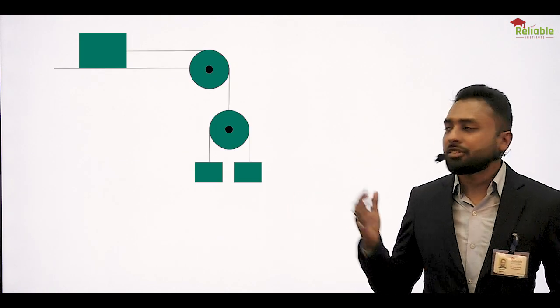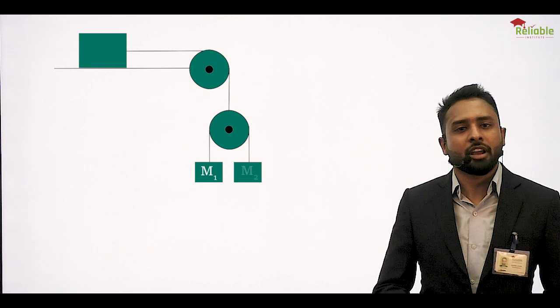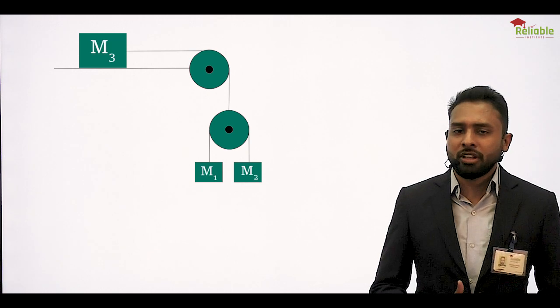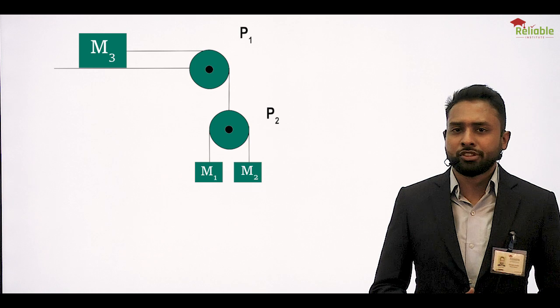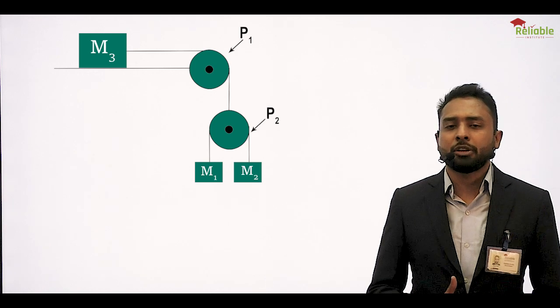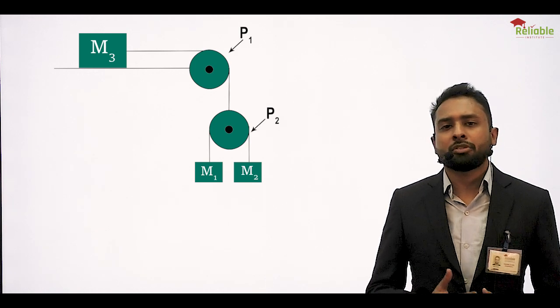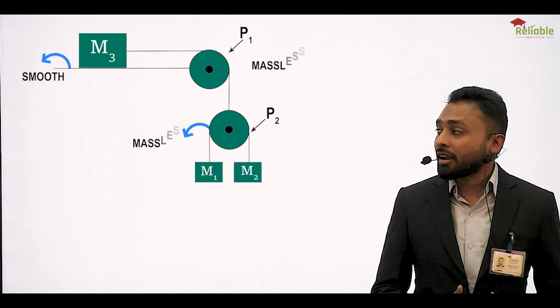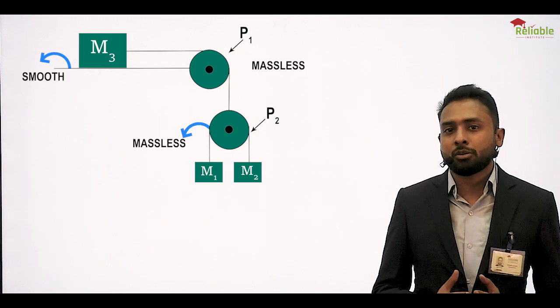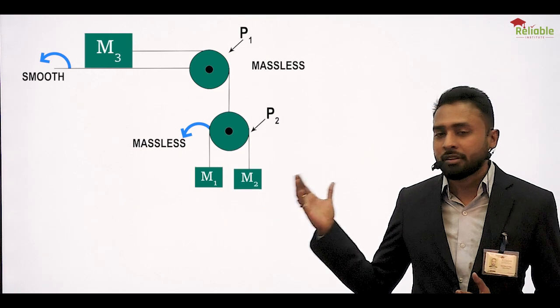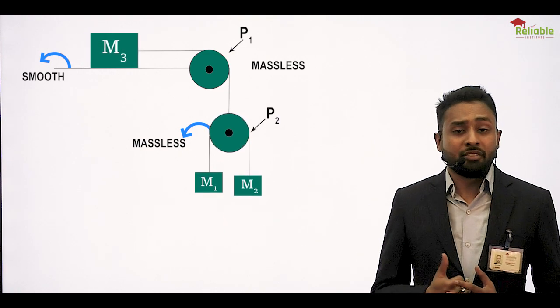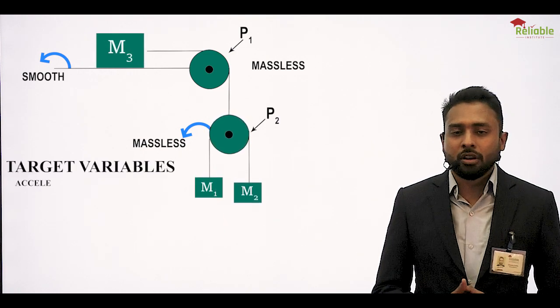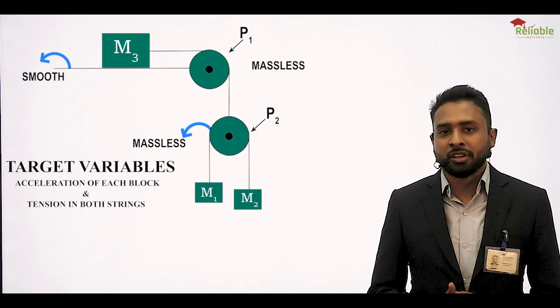So students, here you can see our system which consists of three blocks M1, M2 and M3. We have two pulleys here, P1 and P2, out of which P1 is the fixed pulley and P2 is the moving pulley. Before proceeding, we must analyze our target variables and the motion which you can see over here. Our target variables are the acceleration of each block and the tension in each separate string.